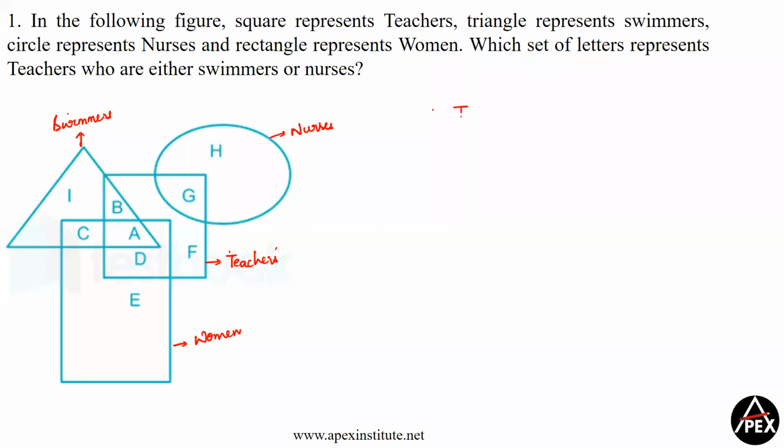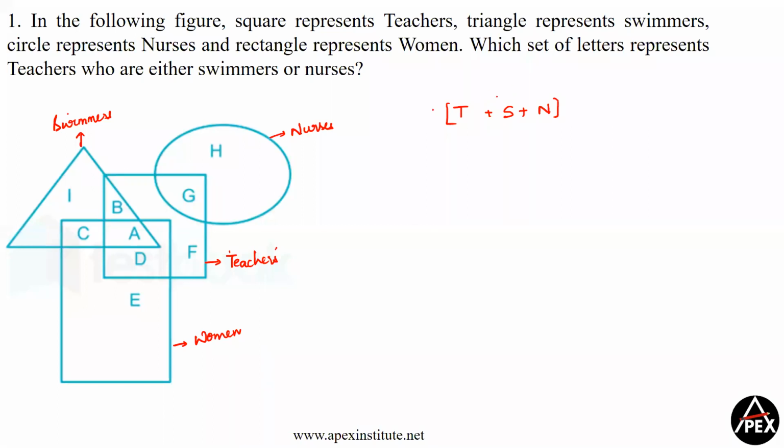Should we consider the region which is common to teachers, swimmers, and nurses or not? Should we consider this or not? Is my question. Can we have teachers who are both swimmers and nurses or not? So we have 4 responses as yes, 2 responses no. No, sir. Why no? Why is that no?